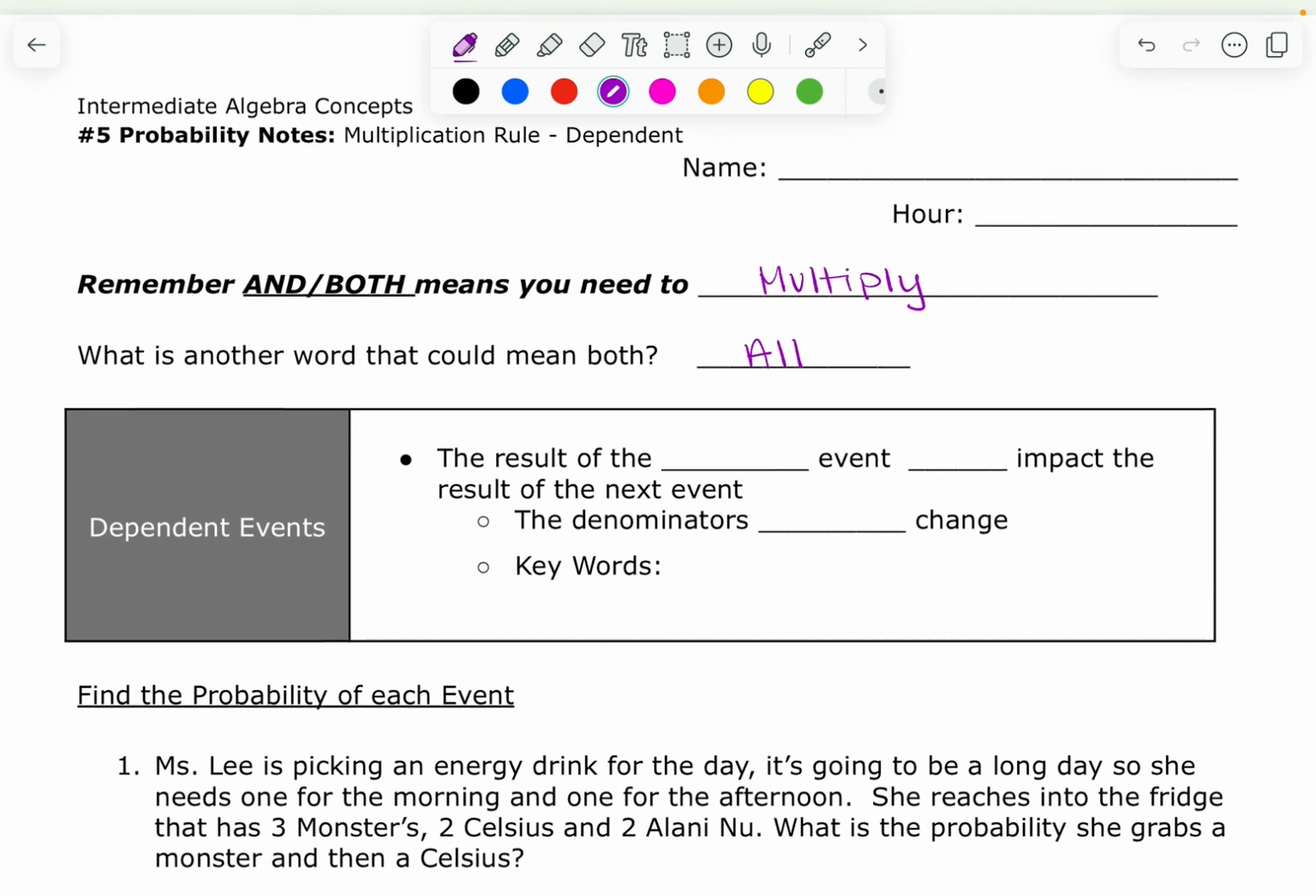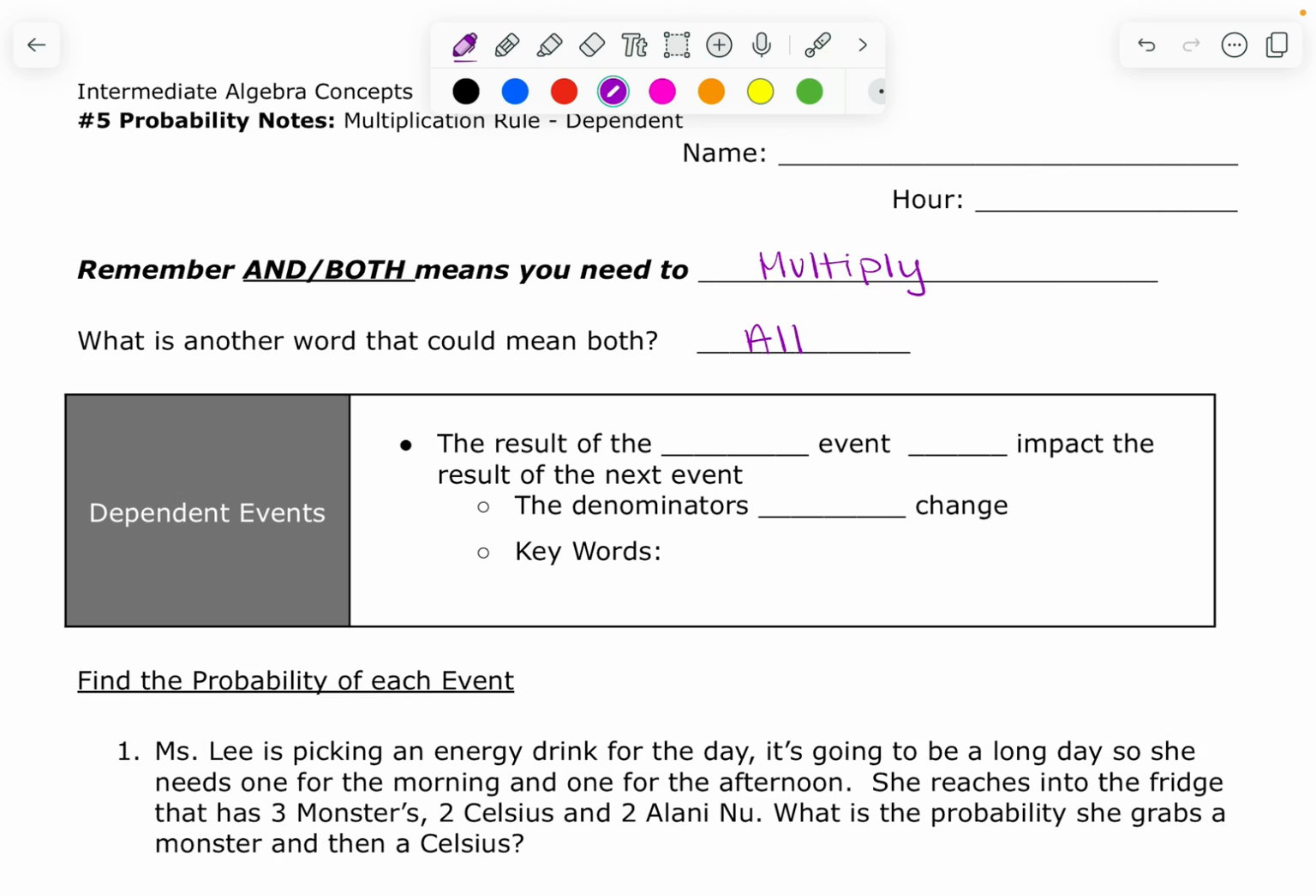So before, again, we were talking about independent results. The result of the first event did not impact the second one. This time, the result of the first event is going to impact the second one because I'm not going to put it back. So the denominators, or the total, the bottom, remember, is my total. The denominators do change for this. And how I know that is that keyword you're going to see: without replacement. Without replacement, or something similar, like does not put back.